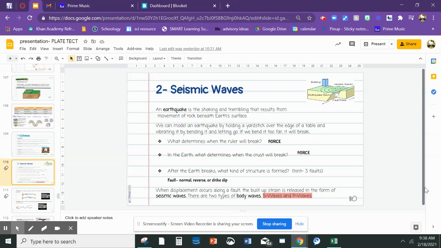Remember, a fault is a break in the Earth's crust. It can be a normal, a reverse, or a strike slip fault. And when that displacement or movement does happen on the Earth's crust, energy is released in the form of waves. And there are body waves, and there are two types we're going to look at, S and P waves.